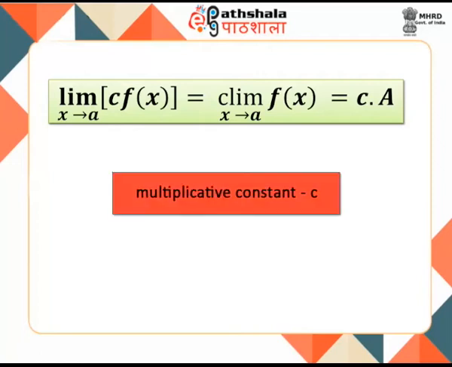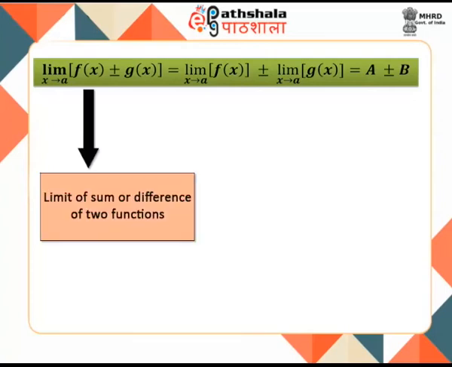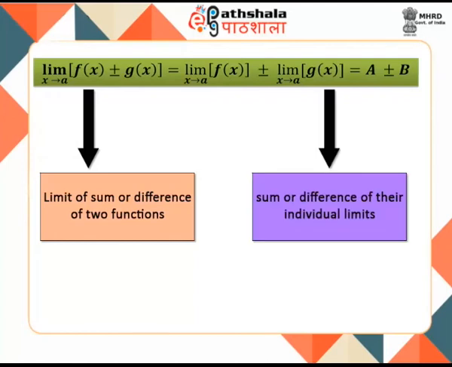We can factor a multiplicative constant out of a limit. Limit as x goes to a of f(x) plus or minus g(x) is equal to limit of f(x) plus or minus limit of g(x), which is A plus or minus B. Limit of sum or difference of two functions is the sum or difference of their individual limits.